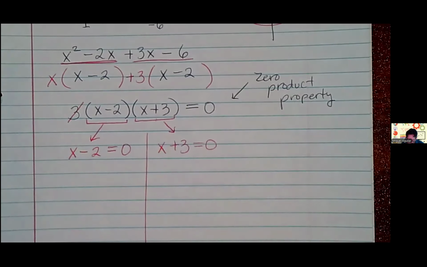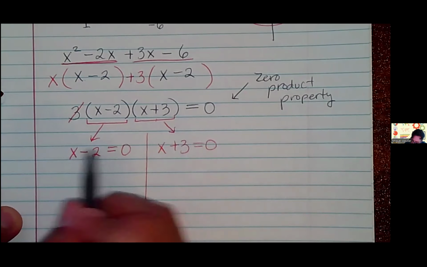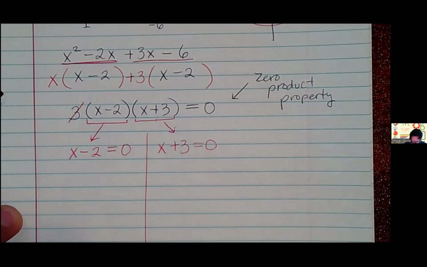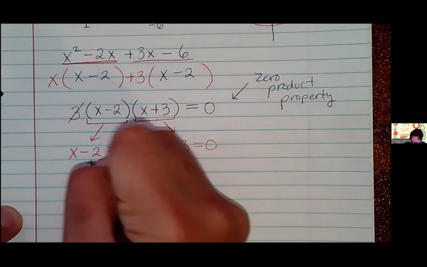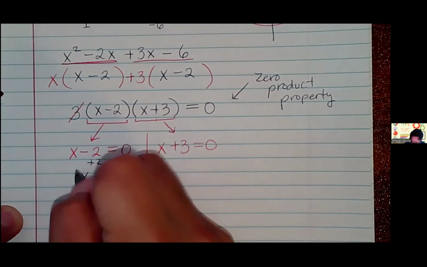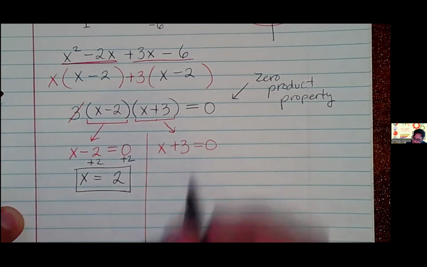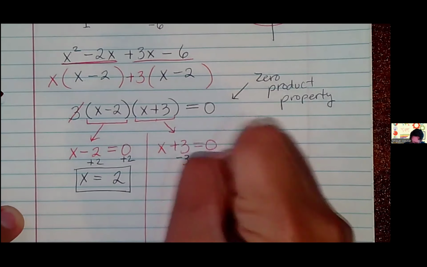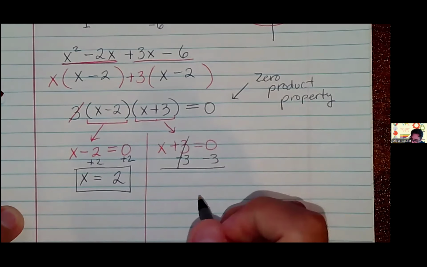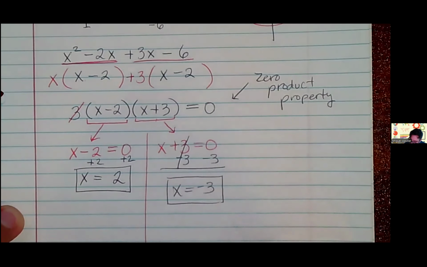But if I set my factors, the ones that have the variables, equal to 0, and then I solve these equations, what do I need to do here to get the x by itself? Plus 2. X is equal to positive 2 in that case, because we're adding 2 to both sides. So there's one solution to my quadratic equation. And then my second equation, how do I solve this one? Minus 3. Then we have x is equal to negative 3, right?